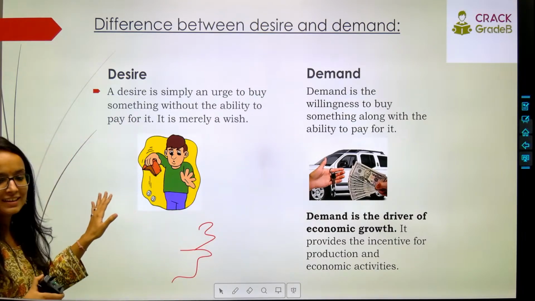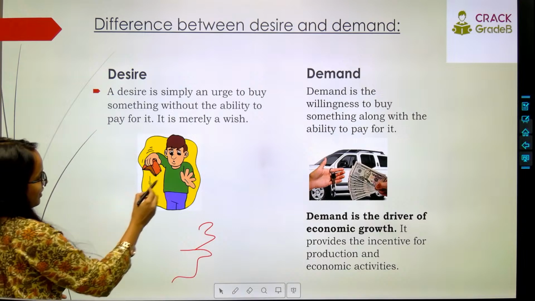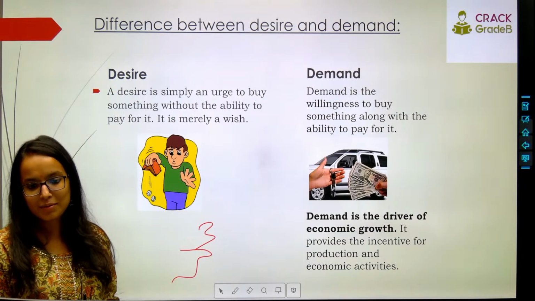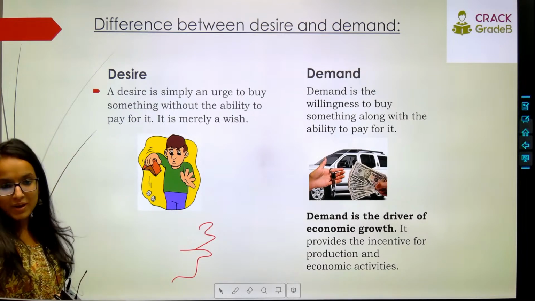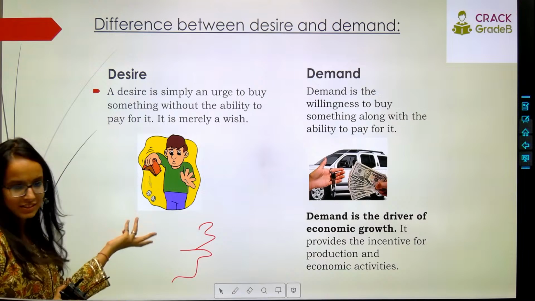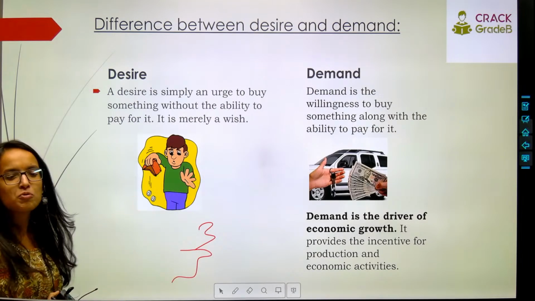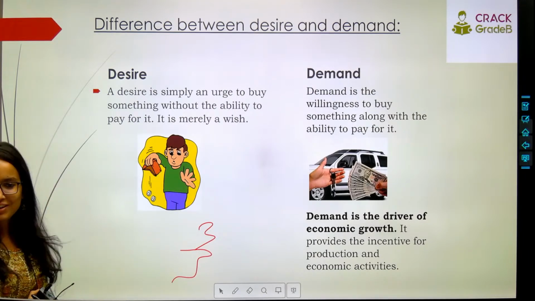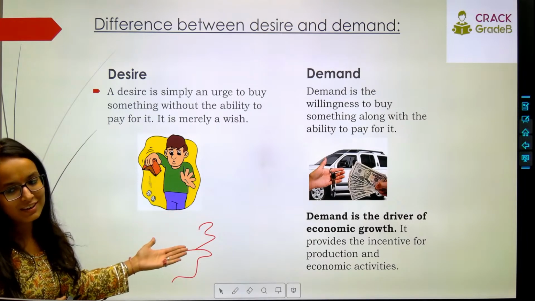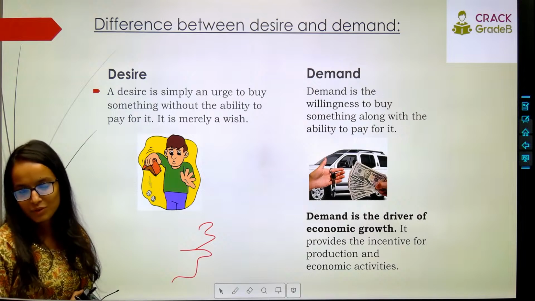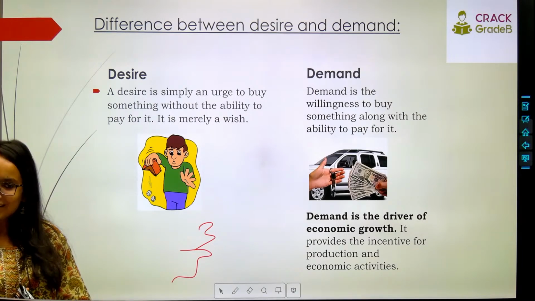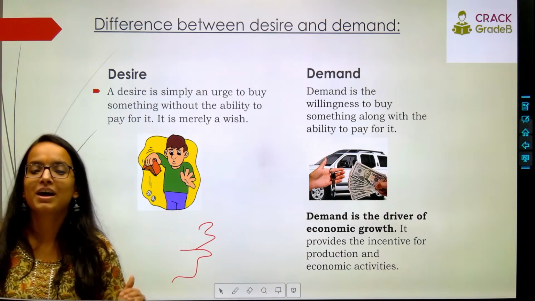Now as you can see in this picture, this person wants to buy a car, okay? For example, this boy wants to buy a car, but he does not have enough money, as you can see in the image, right? Hopeless, shocked that only 2 pennies are left and that too have fallen down, right? So he does not have enough money, but he wishes to buy a car. For example, you wish to buy a BMW or a Rolls Royce, but you do not have money. So that means you only desire, it's not your demand, okay?